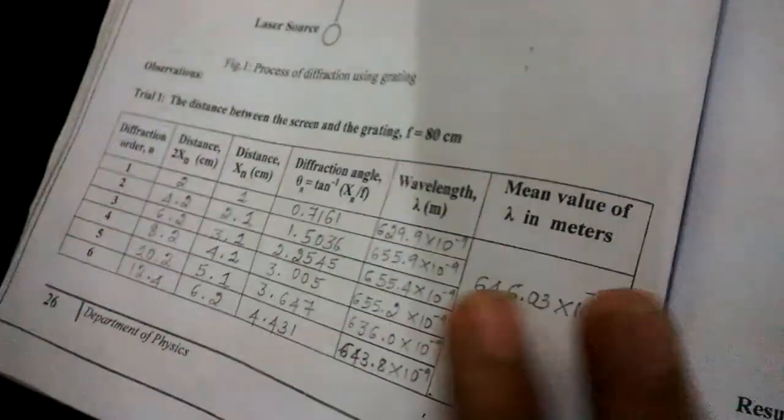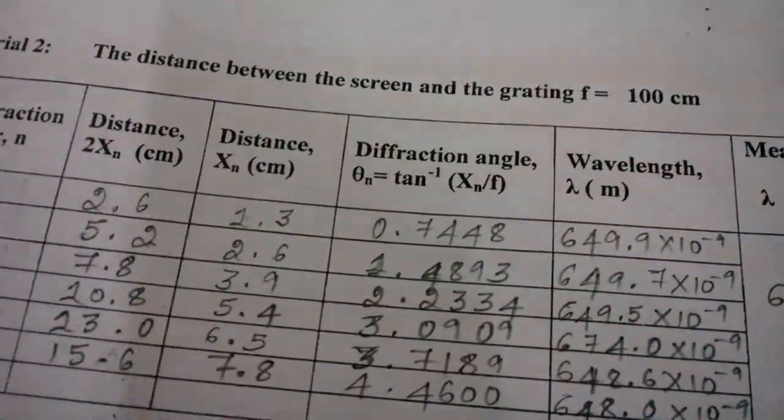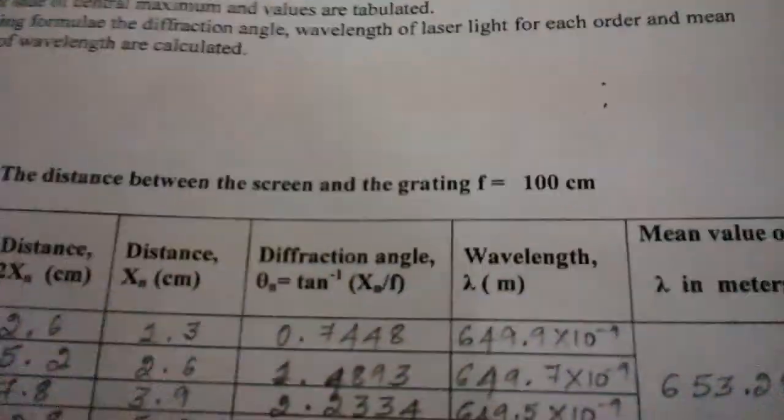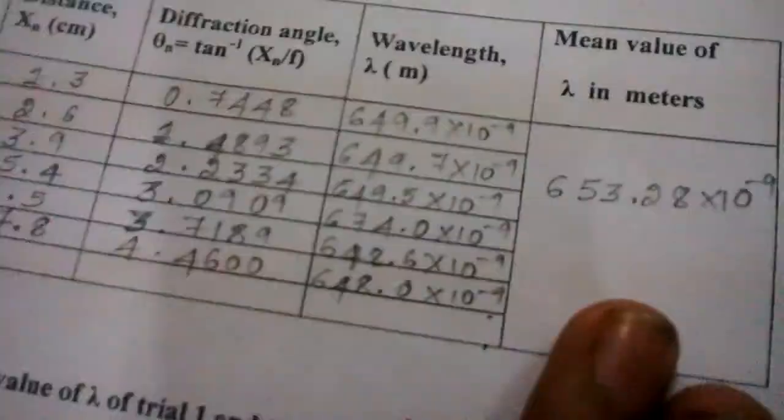6. The same procedure we have to repeat for the distance f equal to 100 centimeter, and we have to get the same values 2xn, xn and theta n. After finding all these, we have to find the lambda value and the mean value for the lambda. After finding the mean value, we can add the 80 centimeter distance and the 100 centimeter distance lambda values, and we can divide by 2 and we can get the exact value of lambda. That's all.